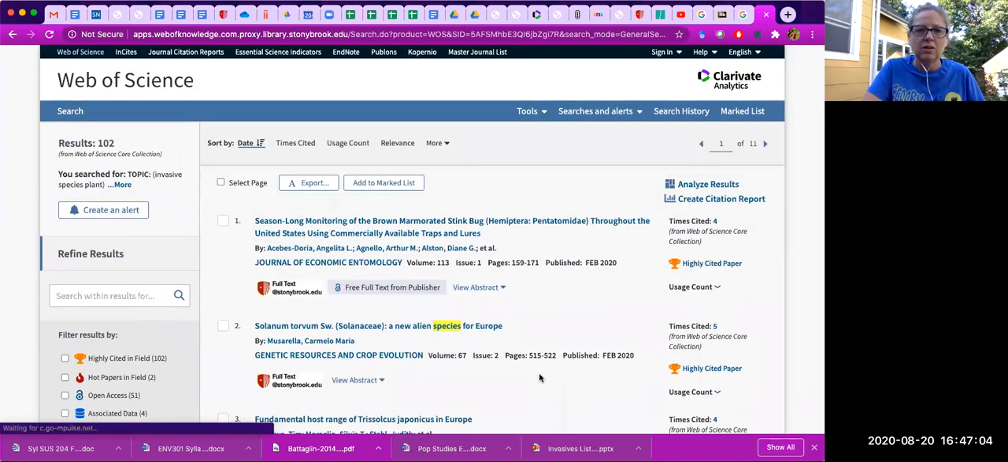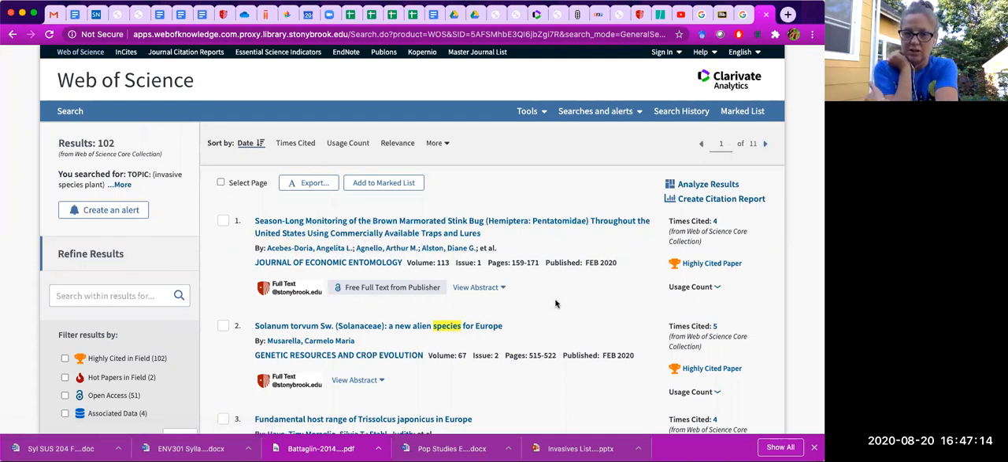Okay, so season-long monitoring of the brown marmorated stink bug throughout the United States using commercially available traps and lures. Oh, now that's interesting. I don't know if you guys have ever seen a stink bug in your house, and if you don't know what a stink bug is, Google image it now. It's probably the brown marmorated stink bug. They're everywhere. I got so excited the first time I realized what it was, and then I'm like, oh my God, every stink bug I find is that stink bug.